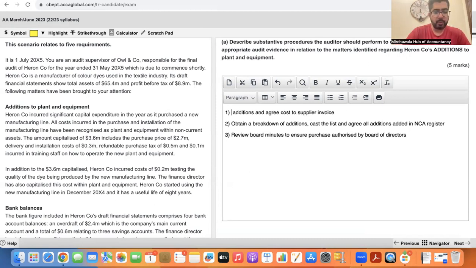So for additions of $2.7 million, you purchased it for 2.7 million. Agree cost to the supplier's invoice. Okay, for addition of 2.7 million, agree cost or agree purchase price as present in this to supplier's invoice. Okay, you mentioned something from the scenario. This has been linked.